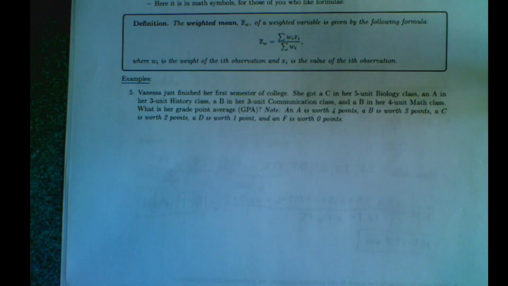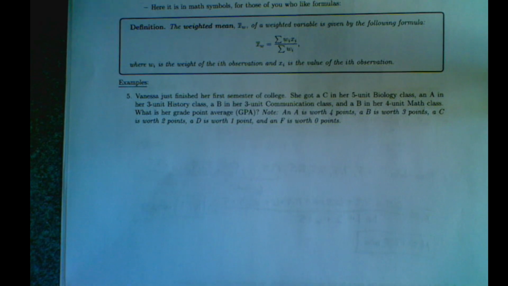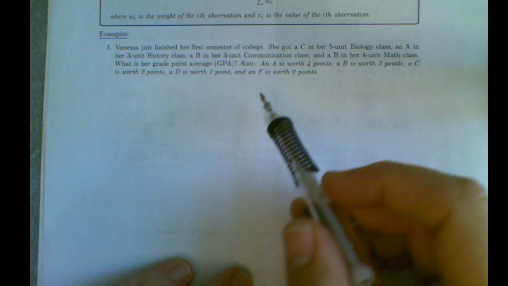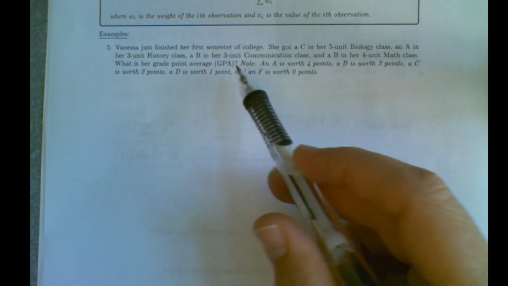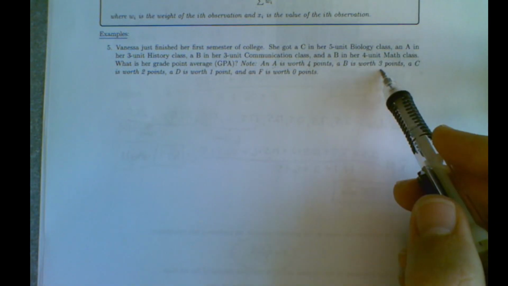Vanessa just finished her first semester of college. She got a C in her 5-unit biology class, an A in her 3-unit history class, a B in her 3-unit communication class, and a B in her 4-unit math class. What is her grade point average, GPA? In order to complete this problem, we should point out that when we're calculating GPAs, an A is worth 4 points, a B is worth 3 points, a C is worth 2 points, a D is worth 1 point, and an F is worth 0 points.